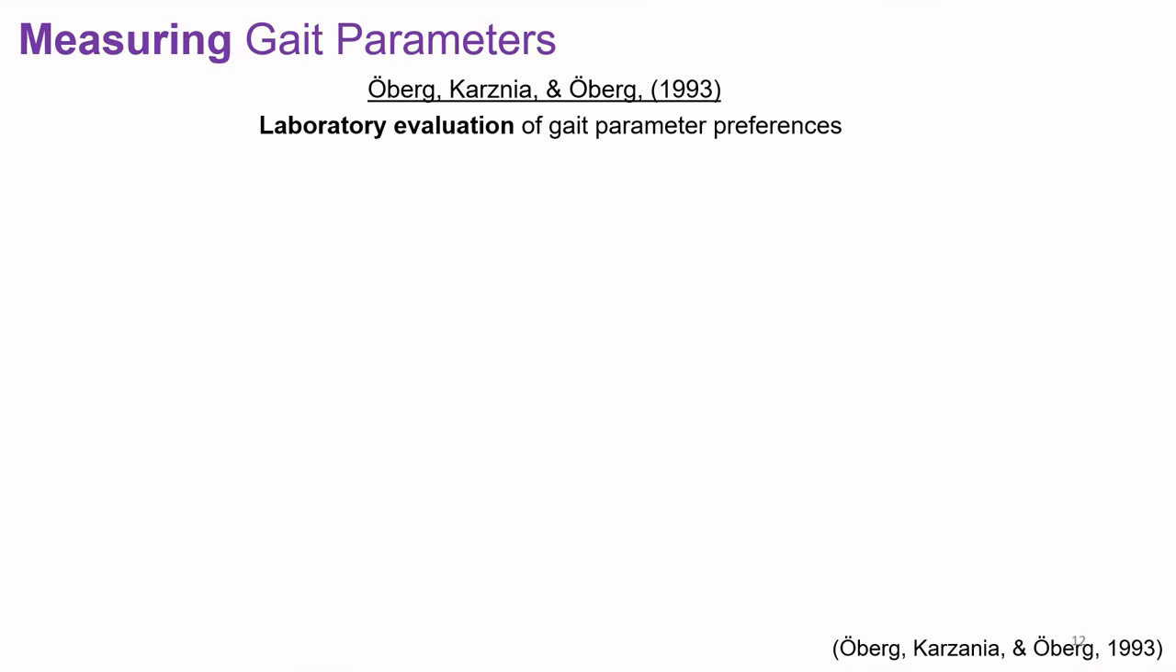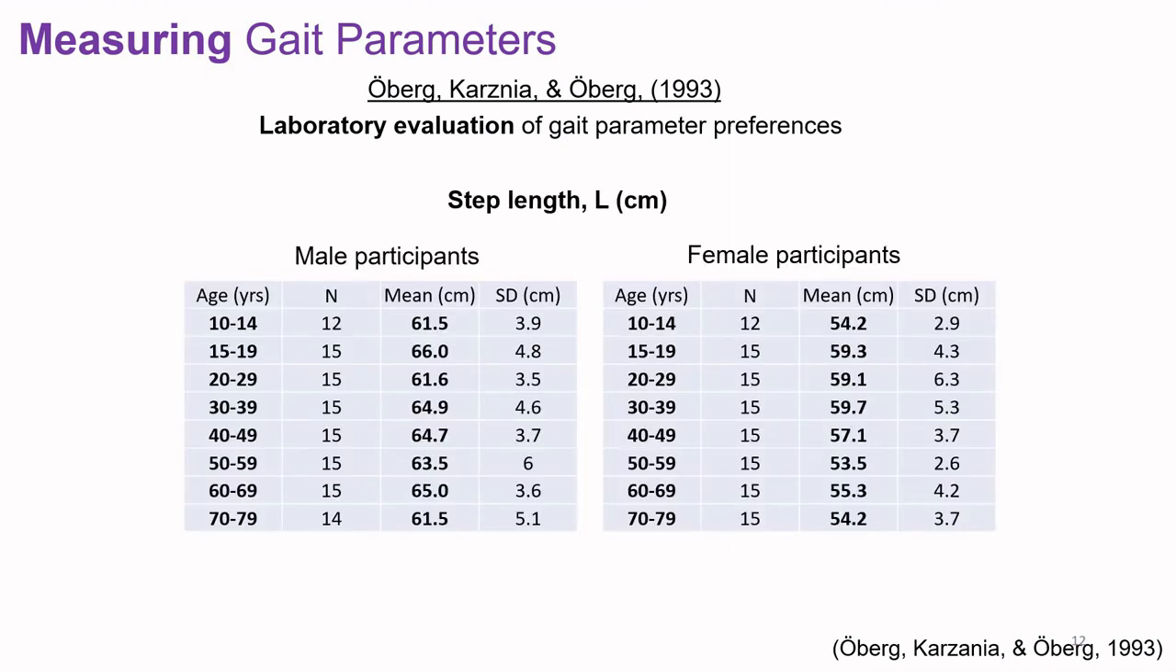Let's look at some data that was collected using the method that we described on the previous slide. Here we see measures of step length for groups of men and women aged between 10 and 80. We see that step length is on average 60 centimeters, and that this does not seem to change reliably with age, except maybe for the youngest participants who are probably shorter. We also see that on average, women have a slightly shorter step length. This is probably also related to leg length differences associated with differences in the average heights of men and women.